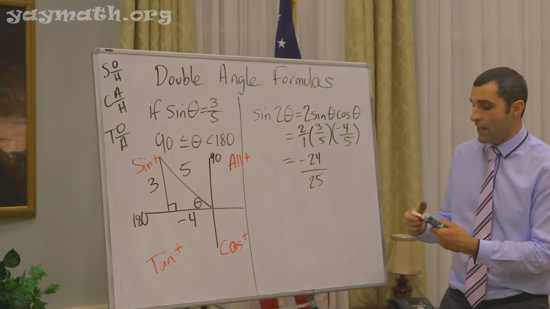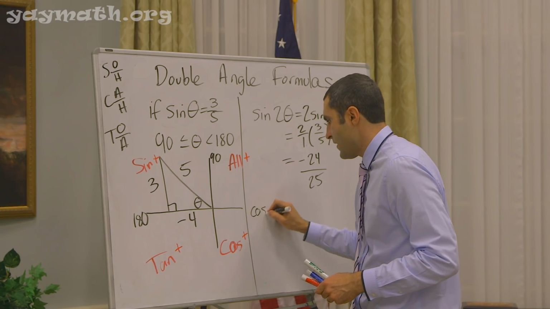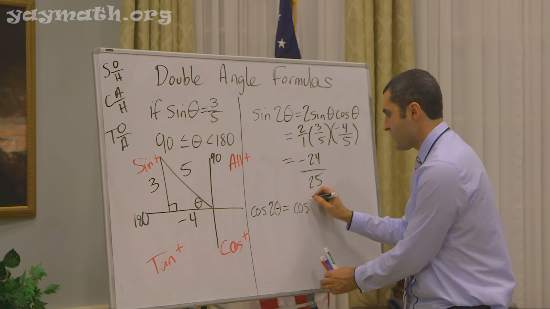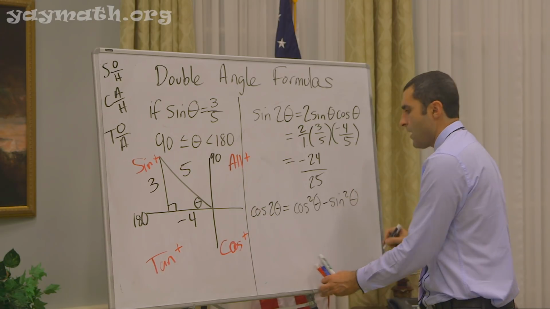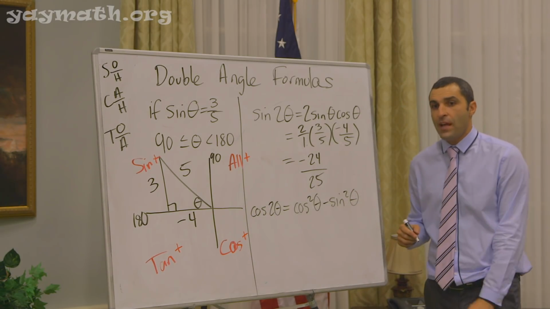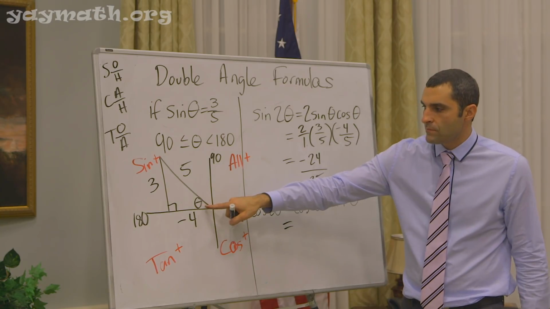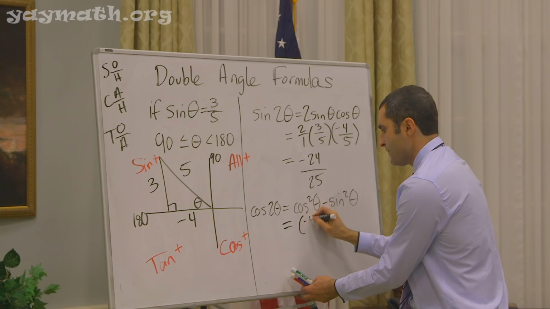All right, let's do cosine of 2 times the angle. Next formula: cosine of 2 times the angle equals cosine squared of the angle minus sine squared of the angle. That's all it is. We just apply the process. What is cosine of the angle? Cosine of the angle is negative 4 over 5, squared. Good job.